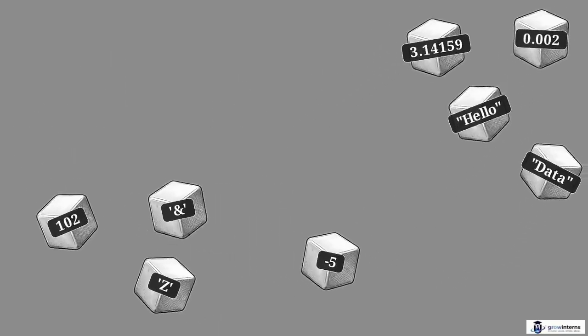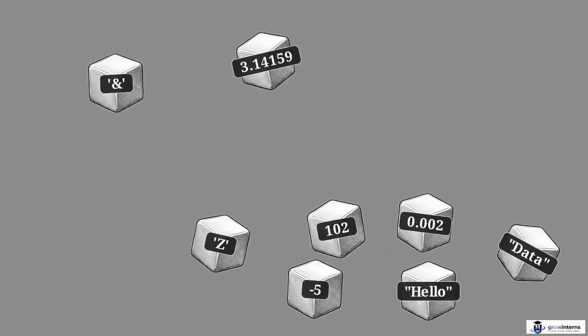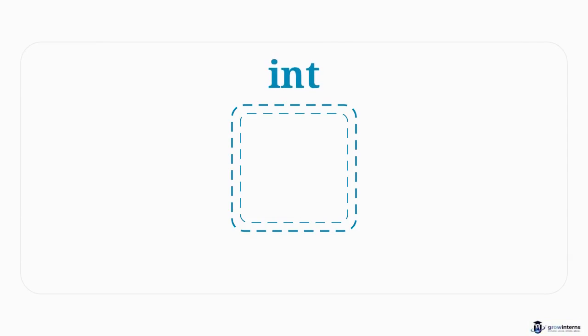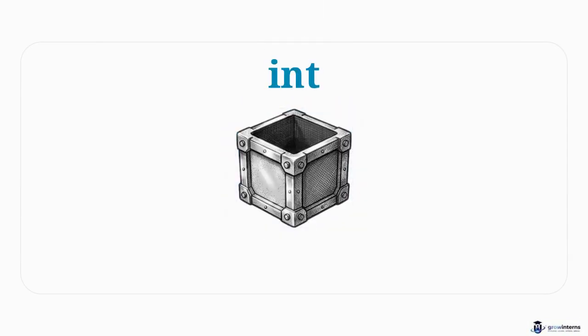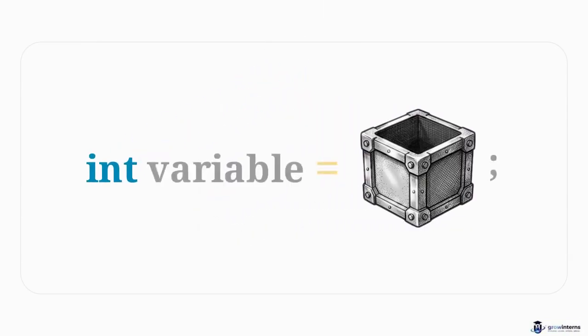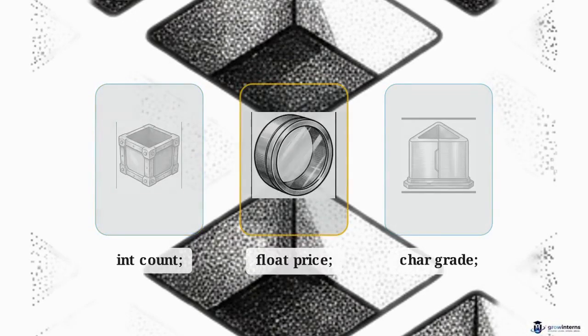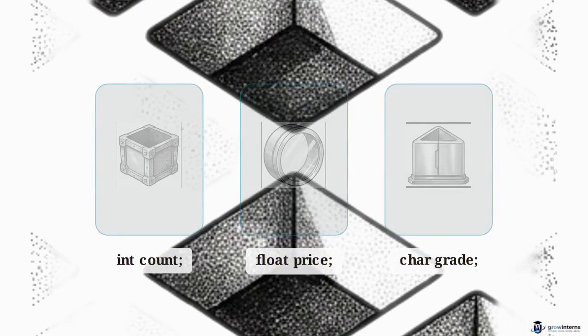In flexible programming languages, you can often throw any data into any variable. C and C++ operate differently. Look at this visual representation of computer memory. Before you can store anything, you have to create a specific container. Here, an integer block drops into a box labeled int using the equals operator. You are required to define the exact label and shape for every piece of data.